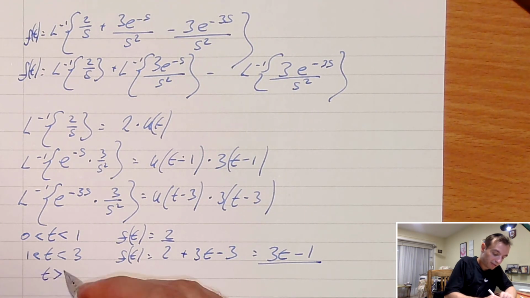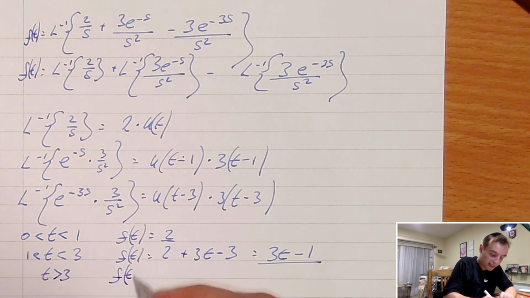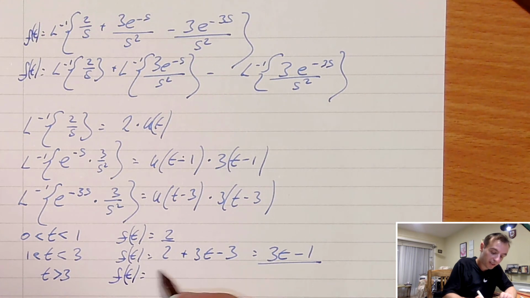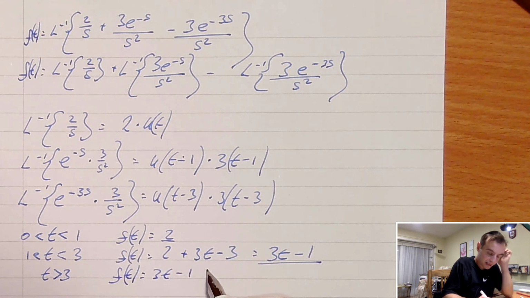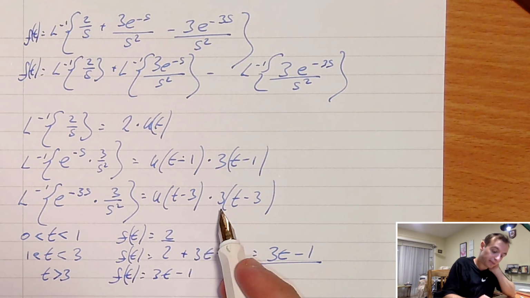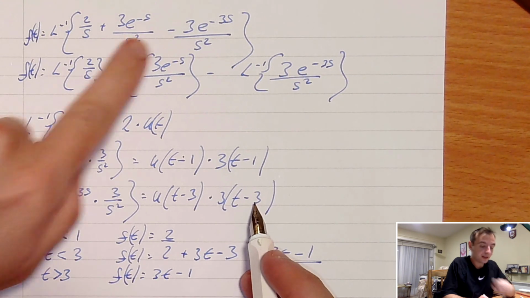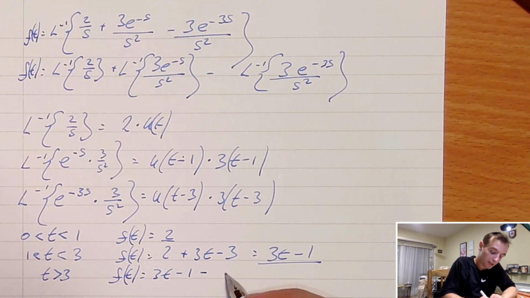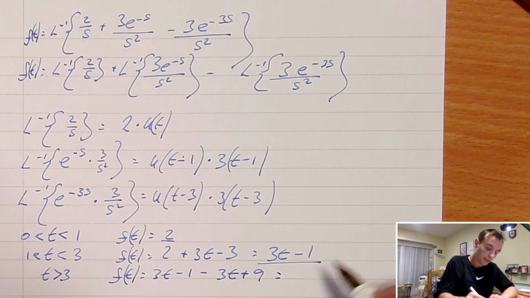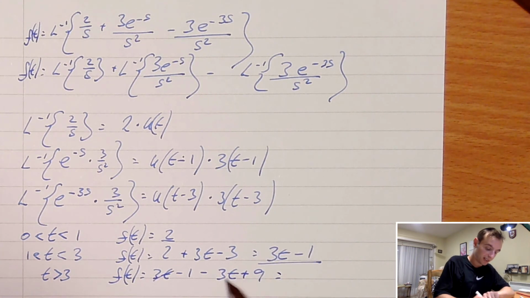And then for t greater than 3, f of t is going to be all the previous functions, which is now described by 3t minus 1, plus the function that gets turned on at u(t minus 3), which is 3t minus 3. But remember, we have to subtract that. So it's going to be minus 3t plus 9, which equals 3t minus 3t, so the t's are going to cancel. Is that right? Yeah, 9 minus 1 is 8.